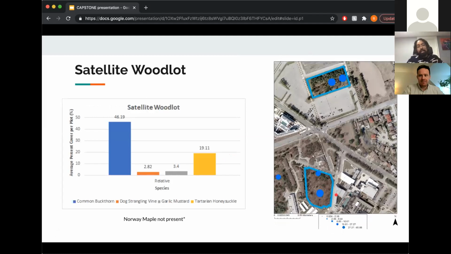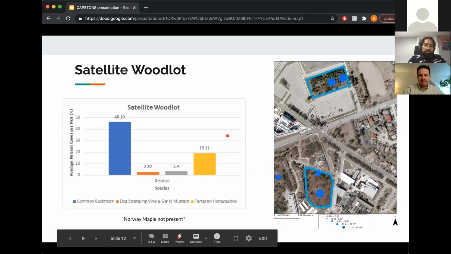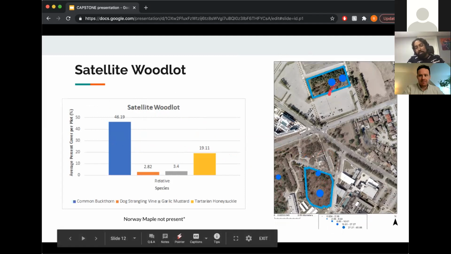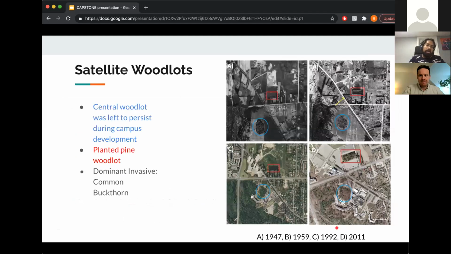So starting off with the satellite woodlots, we have a histogram on the left here, which just shows average percent cover per plot. You'll notice that buckthorn is easily the most abundant species. And on your right, you have a map detailing buckthorn relative cover by plot. Of the 4 plots sampled here, 3 have buckthorn within the highest percentile in our legend below, and the remaining plot has it at the second highest, which just instills the abundance here. And this is an interesting finding given the past conditions.